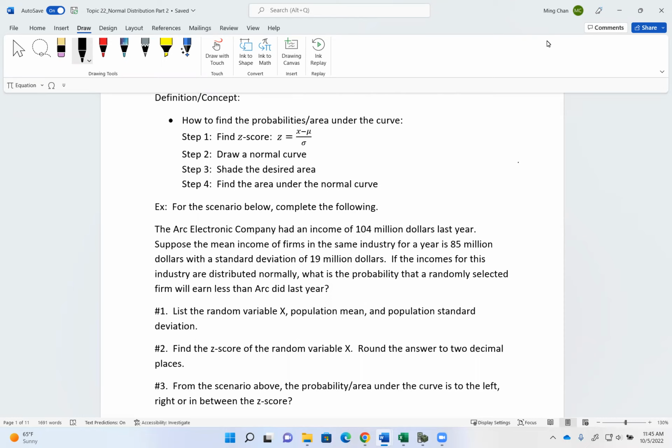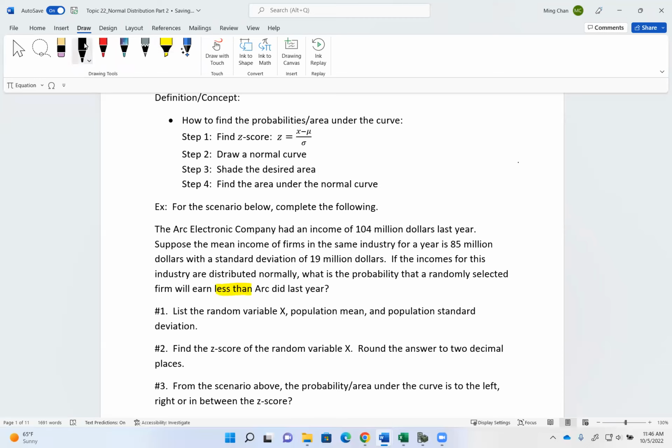For the scenario below, complete the following. The ARC Electronic Company had an income of $104 million last year. Suppose the mean income of firms in the same industry for a year is 85 million. That's the population mean, with a standard deviation of $19 million, the population standard deviation. If the incomes for this industry are distributed normally, what's the probability that a randomly selected firm will earn less than ARC, this company, last year?